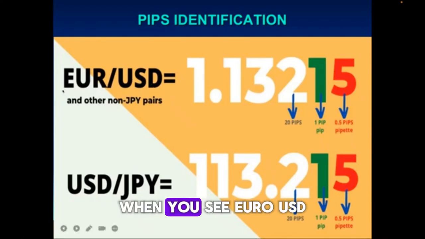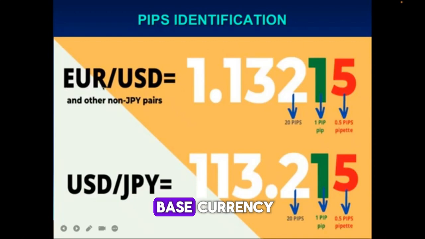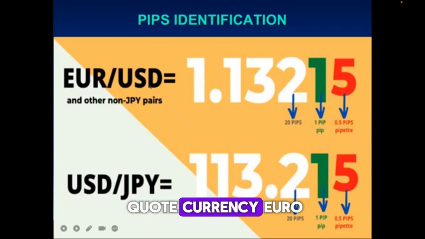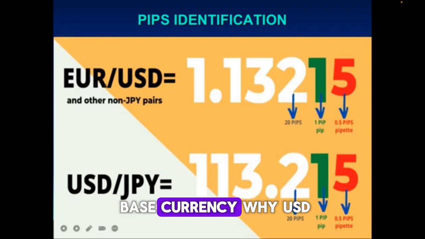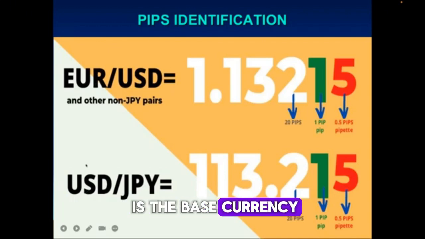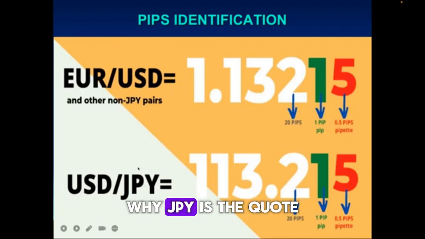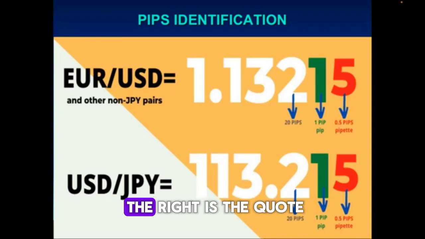Please, when you see Euro USD, I remember telling you in the other class that Euro is the base currency, while USD is the quote currency. Euro USD: Euro is the base currency, while USD is the quote. In this case, USD is the base currency, while JPY is the quote. So the one on the left is always the base currency, while the one on the right is the quote.